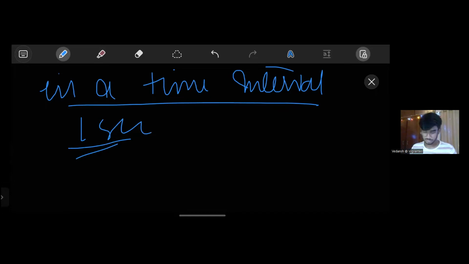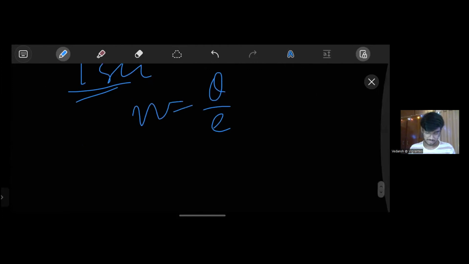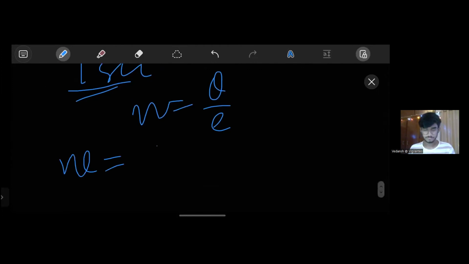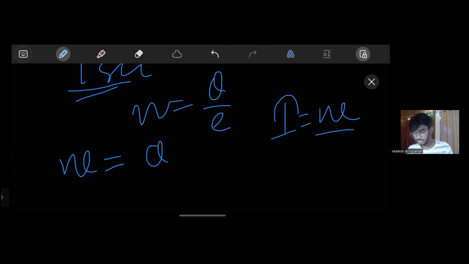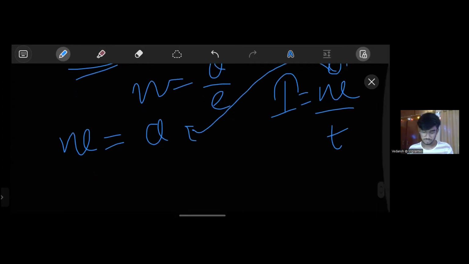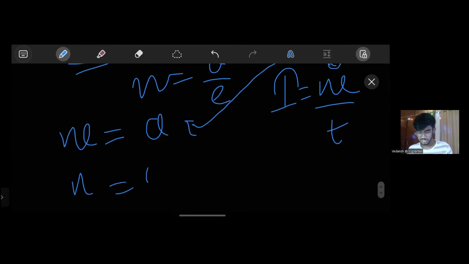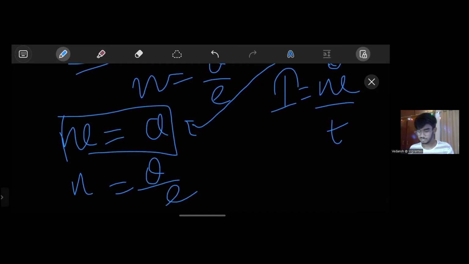So I can say n is equal to Q by e, because I said ne is Q, correct? That is how we got the formula I is equal to Ne by T, because here Q was there, and I told you that we can write Q like this. So I can also write n is equal to q by e. Remember this formula too, remember all of them. It would be easier for you.